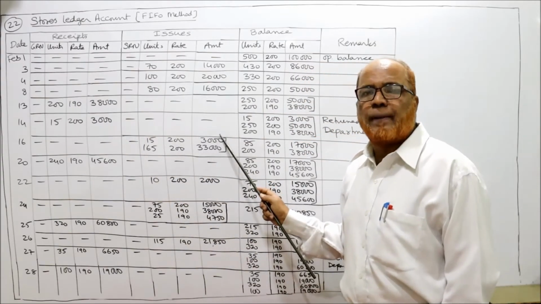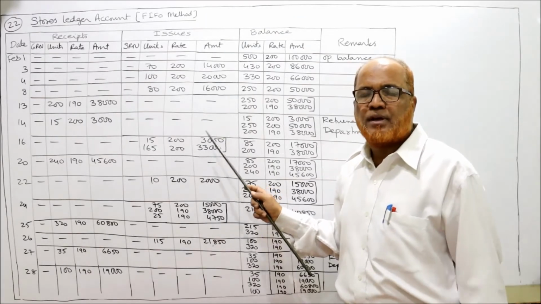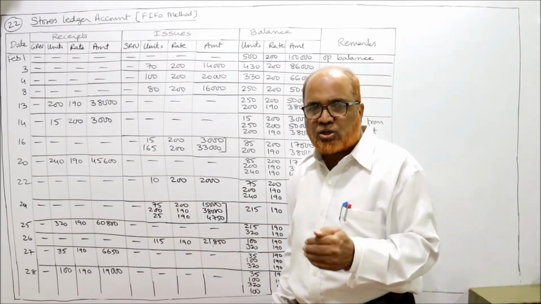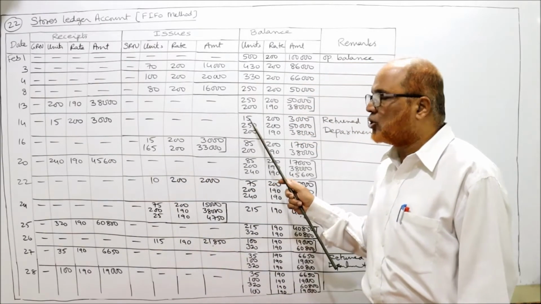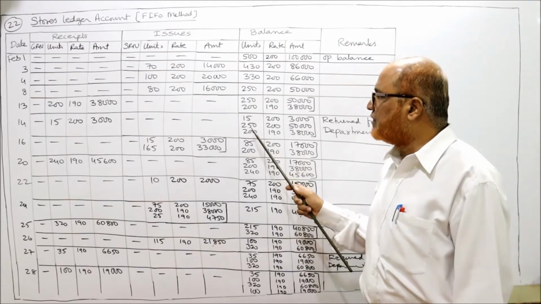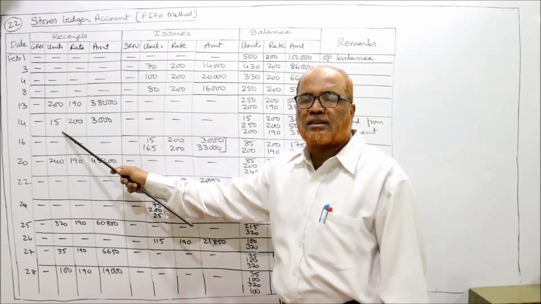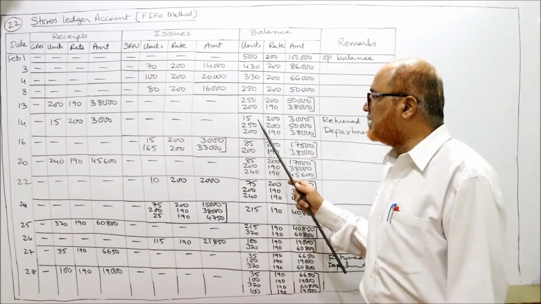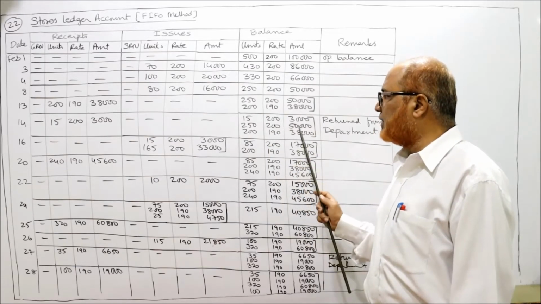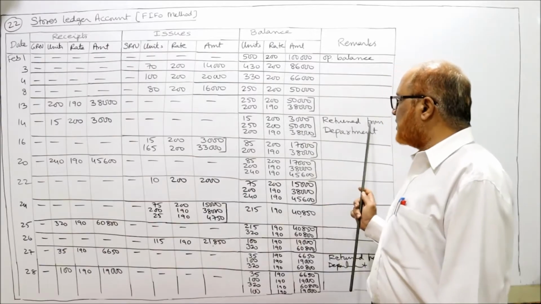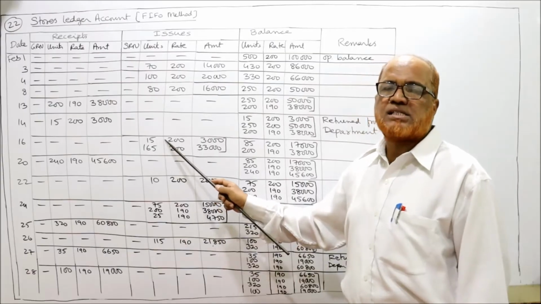Now according to the principle, the material which is returned back to stores should be issued first. That's why this 15 tons I am taking in the top. Then I will take 250 and 200. Right? So the material which is returned back has to be issued first, that's why I am writing it on the top. 15, 200, 3000. Then 250, 200, 50,000, 200, 190, 38,000. Return from the department is the remark. Now 16th, there is issue of 180 tons.